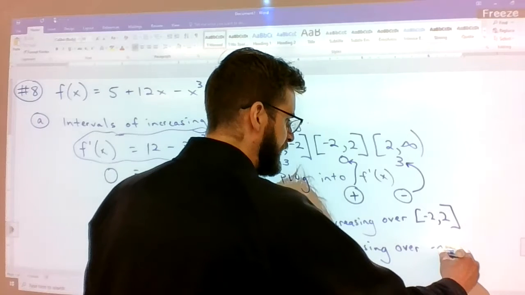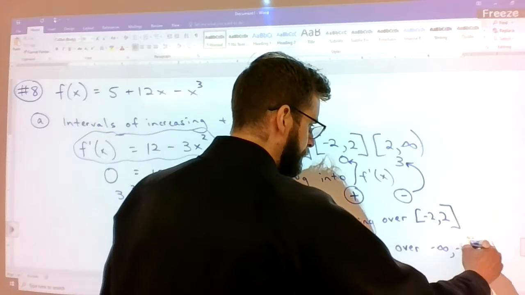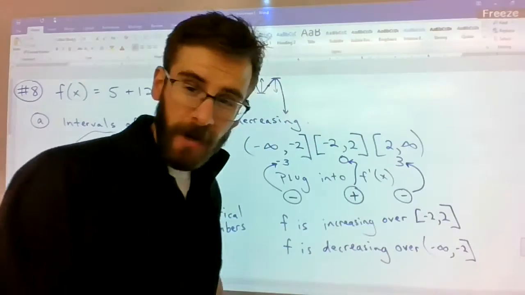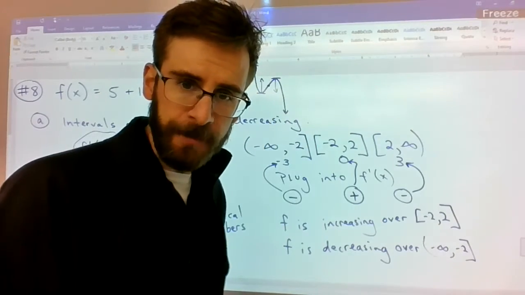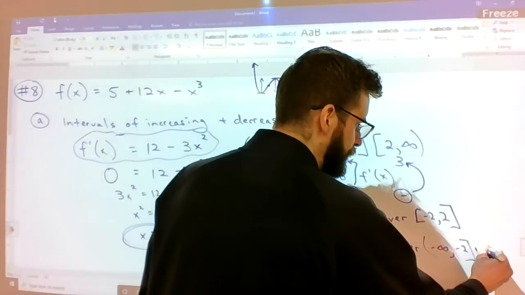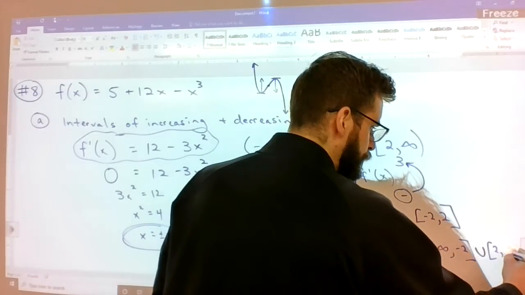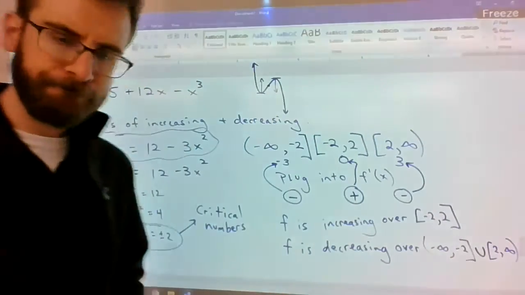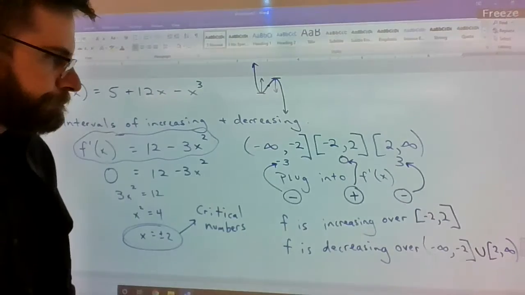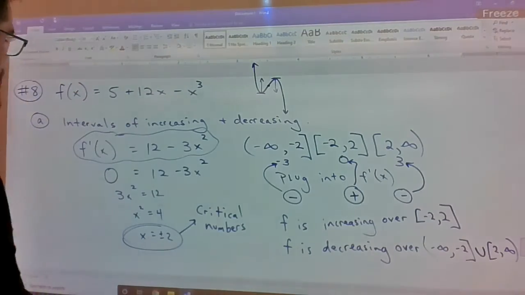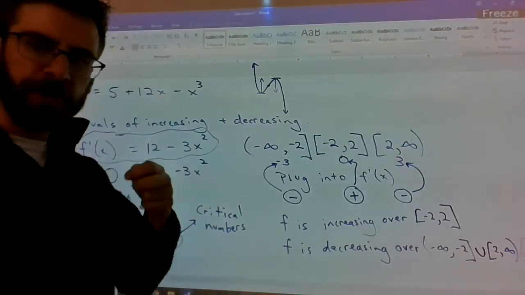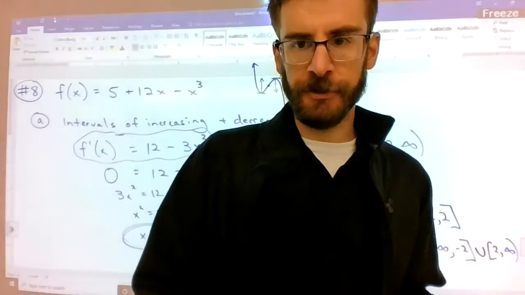Over negative infinity to negative 2. And if you want to be official, you can put that little union symbol in there. In union with 2 to infinity. So that's part A. That's what are the intervals of increasing and decreasing for this function.